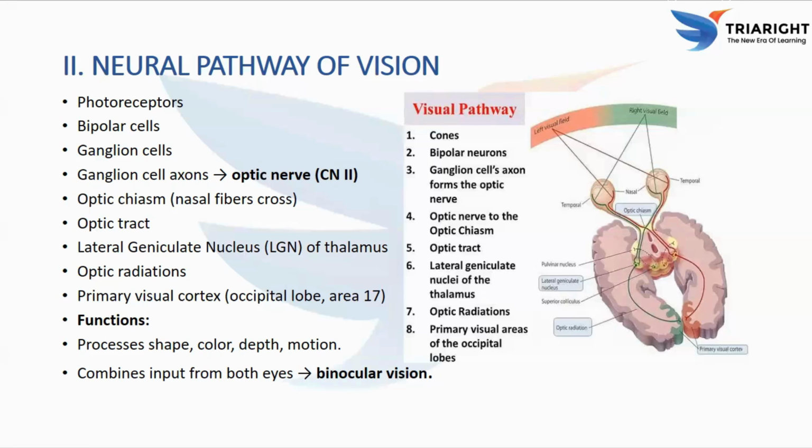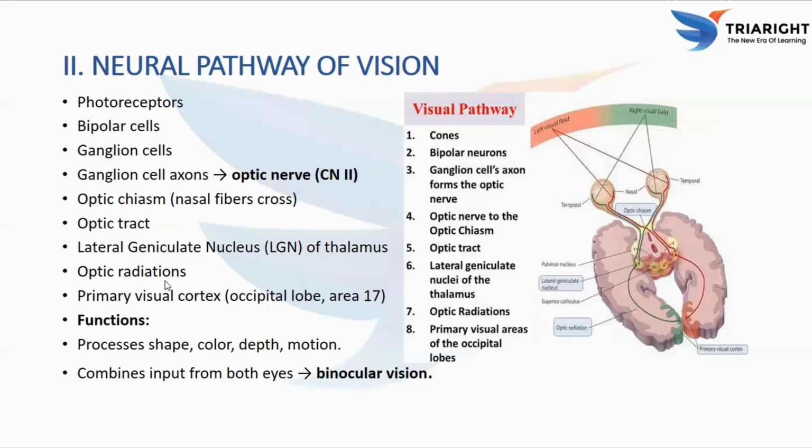So next, the optic tract. After the optic chiasm, the fibers continue as the optic tract. Each optic tract carries information from the opposite visual field. For example, the left optic tract carries the information from the right visual field of both the eyes. Then the lateral geniculate nucleus of the thalamus. The LGN is a relay center for vision. It organizes signals for shape, color, and also movement. It sends the signals to the visual cortex through the optic radiation.